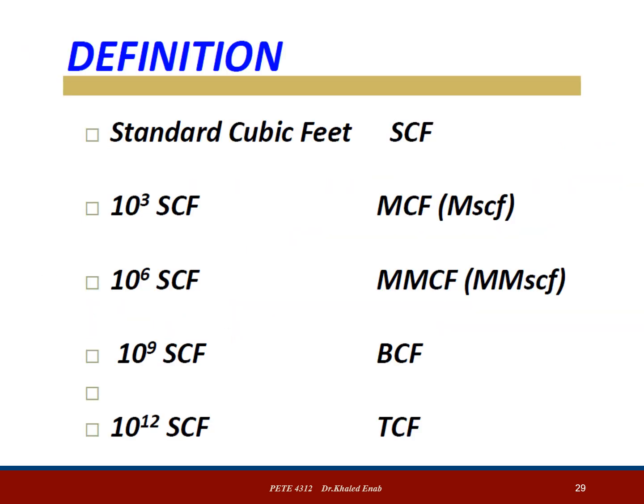So standard cubic feet, we're talking about it. 1 M is 1,000, 10 to the 3. 10 to the 6 would be MM, 10 to the 9 would be billion cubic feet, and 10 to the 12 would be trillion cubic feet. Keep in mind that all these are SCF, which would vary from CF. We discussed it in the previous slides.